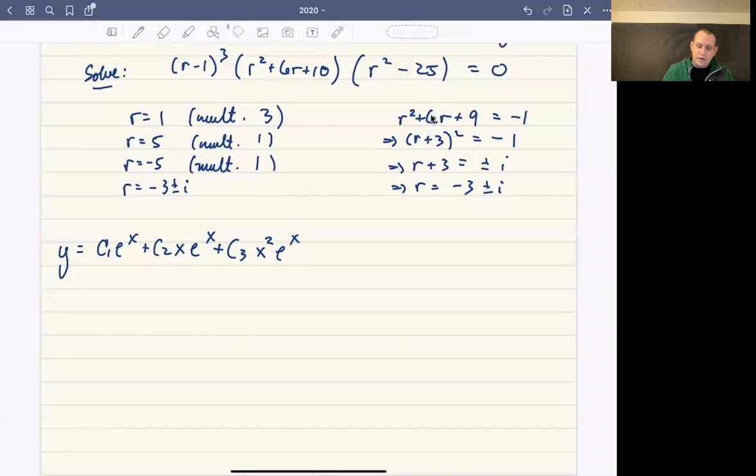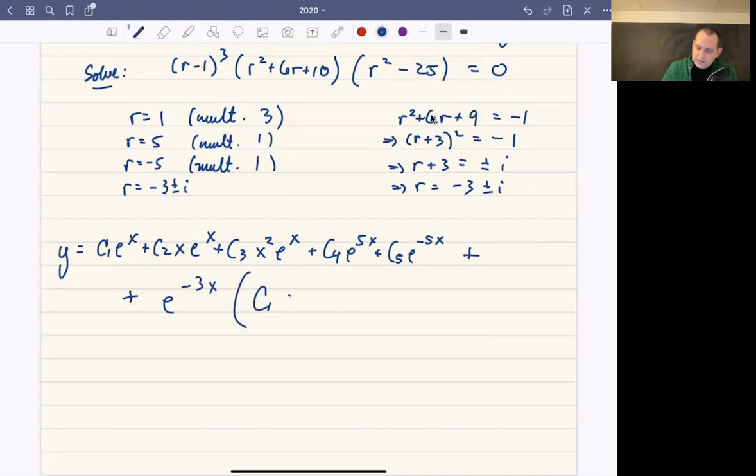All right. The r equals 5 and r equals negative 5. Not much to really talk about there. You got c4 e to the 5x plus c5 e to the negative 5x. And then finally, the negative 3 plus or minus i, we know what that looks like as well. That's going to be e to the negative 3x times the quantity cosine of x. And as much as I tried, I need to go into a new line. So plus e to the negative 3x times (c1 cosine of 1x plus c2 sine of 1x), because this is negative 3 plus or minus 1i.